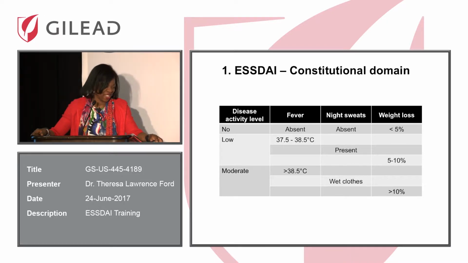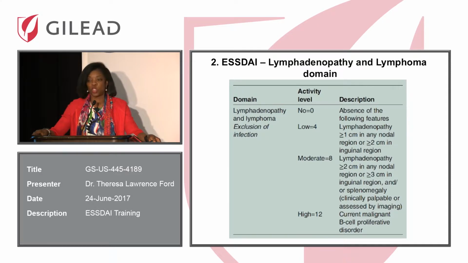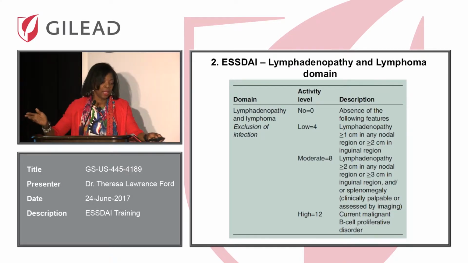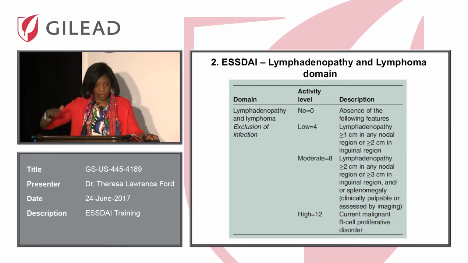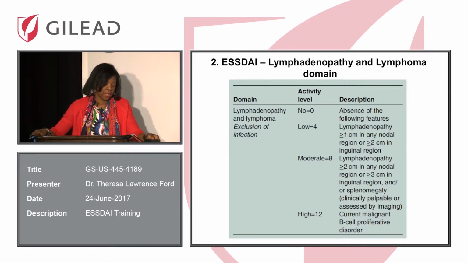So the next is going to be our lymphadenopathy and lymphoma. And she actually went back and added the lymphoma to this lymphadenopathy domain. And so here is an exclusion of infection. We have 4 activity levels, 0, 4, 8, and 12, depicting no activity, low activity, moderate, and high. The description of no is absence of all the oncoming features. A low 4 activity level would be adenopathy. I kind of remember this as being 1 and 2, then we go 2 and 3, down for the moderate.